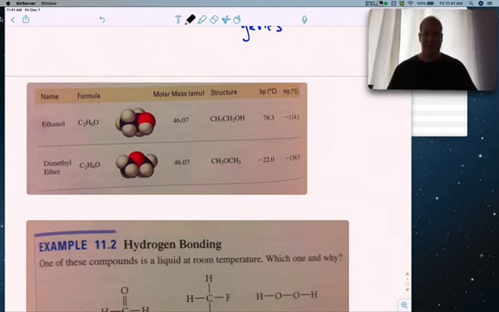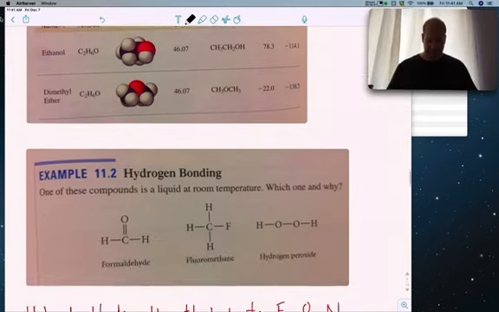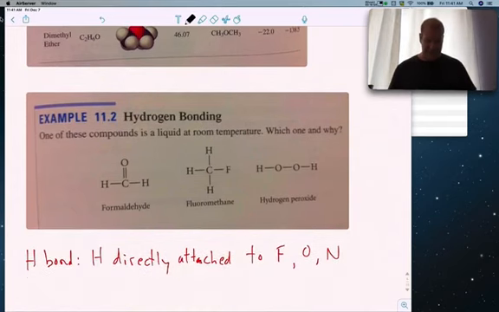So there is a difference of 100 or so degrees in boiling points. That higher boiling point in ethanol is because of the hydrogen bond. And let's look at some more with hydrogen bonds.